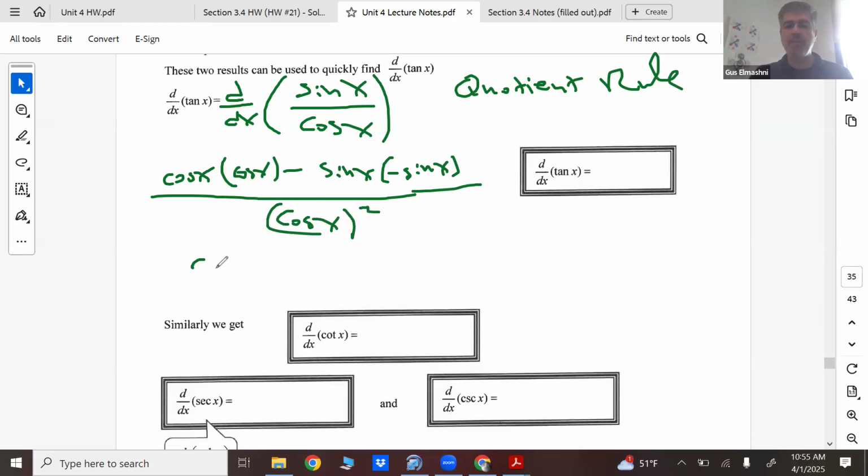So what do you get up top? Cosine squared x plus sine squared x. Good. And you're using your identities. That's lovely.